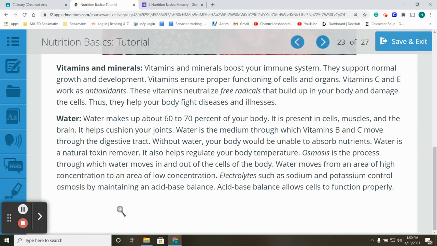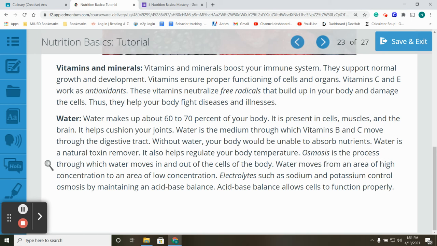Water. Water makes up 60 to 70% of your body. It is present in cells, muscles, and in the brain. It helps cushion your joints. Water is the medium through which vitamin B and C move throughout the digestive tract. Without water, your body would be unable to absorb nutrients. Water is a natural toxin remover. It also helps regulate your body temperature.